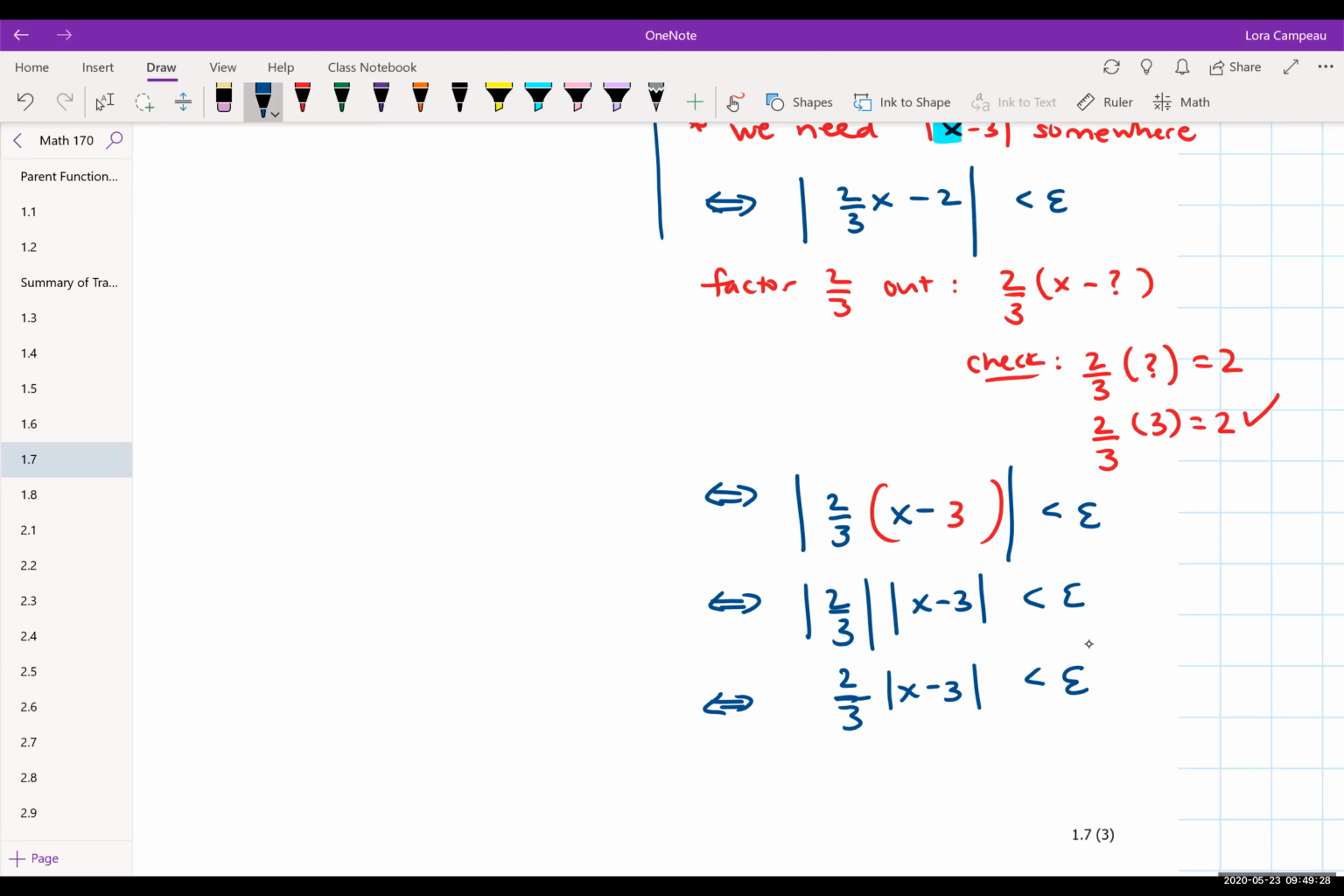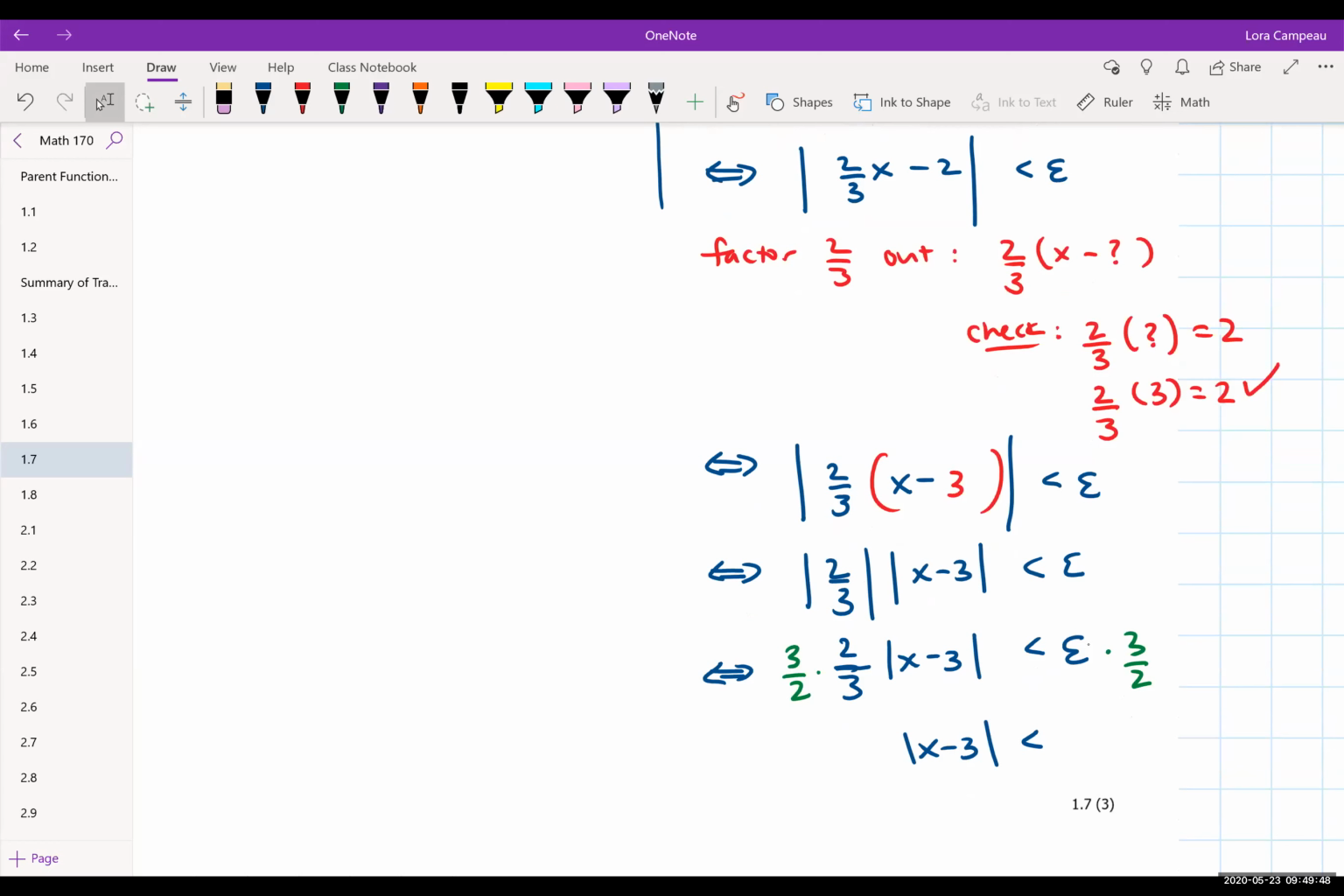We now know that we can isolate this absolute value of x minus 3 if you were to multiply both sides by 3/2. I know we're in calculus, but a lot of times I still show my steps. I don't want to make little mistakes and ruin it. So I'm getting that the absolute value of x minus 3 should be less than 3/2 times epsilon. And I'm so excited, I found my delta. Yay, we got it.